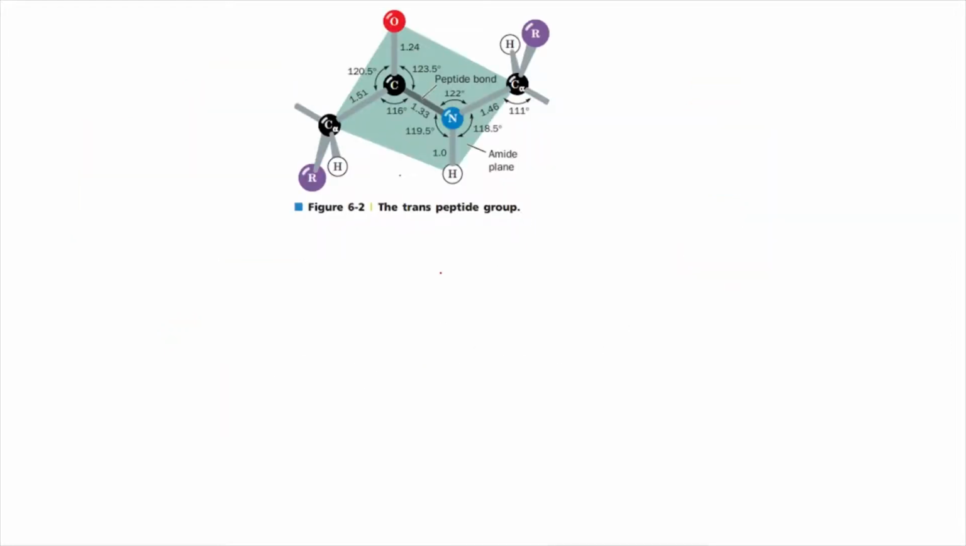Now let us look at the three-dimensional structure of a peptide bond. This is one alpha carbon atom, this is another alpha carbon atom. The first alpha carbon atom is the alpha carbon of the first amino acid, and this alpha carbon atom is the alpha carbon of the second amino acid. Now two amino acids are linked together via peptide bond. This C-N bond, which you can see in this figure, is the peptide bond.